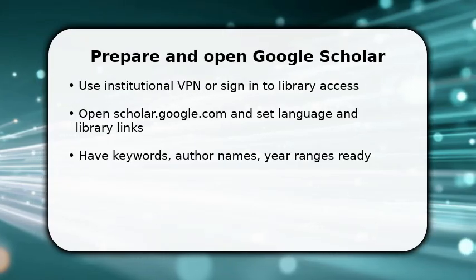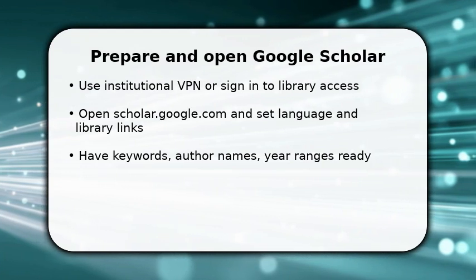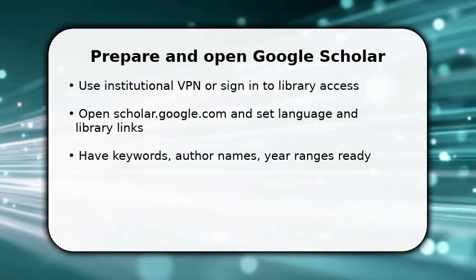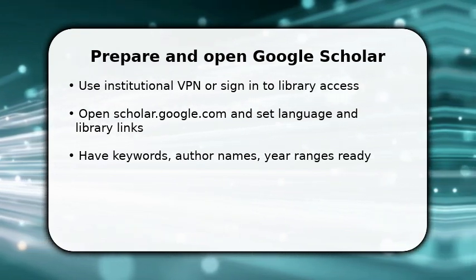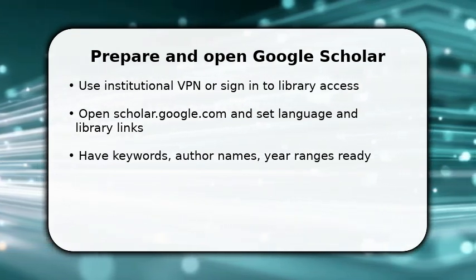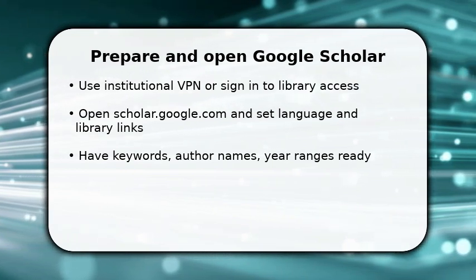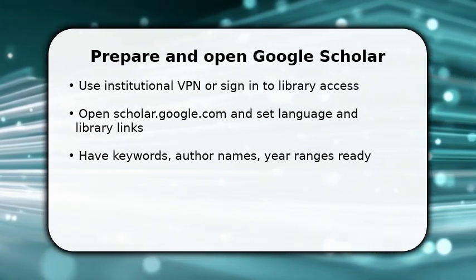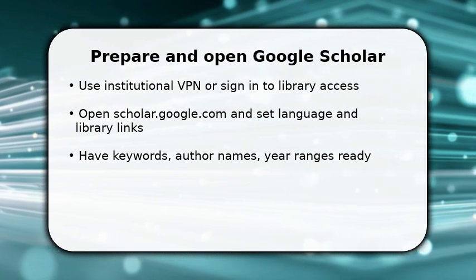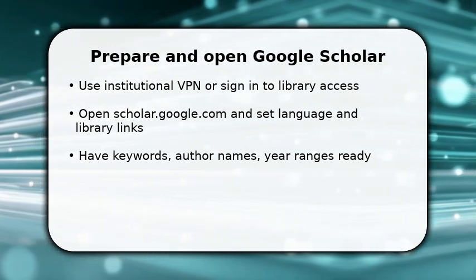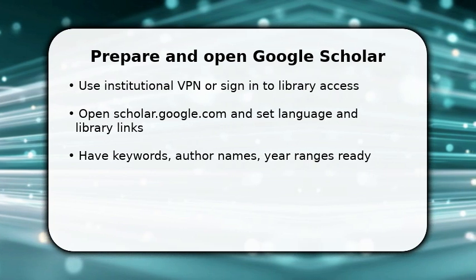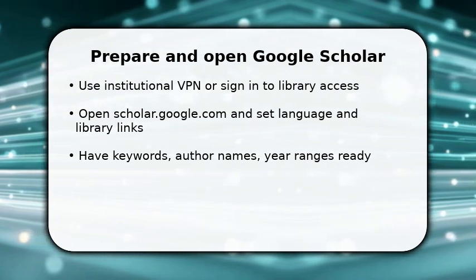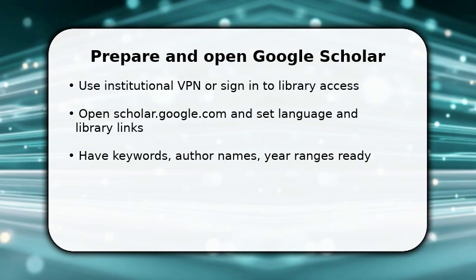You will start by confirming access, sign into your institution, or enable VPN for paywalled content. Next, open Scholar.Google.com and check settings for library links and language so you see full text options. Prepare your search inputs: primary keywords, alternative terms, author names, and a year range to narrow results. Doing these prep steps saves time and reduces noise. Once done, you're ready to enter a focused query and capture relevant hits.